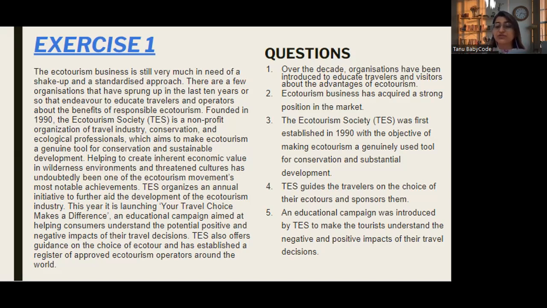Last one, an educational campaign was introduced by TESS to make tourists understand the negative and positive impacts of their travel decision. So the campaign was introduced to make tourists understand the negative and positive impacts of their travel decision.